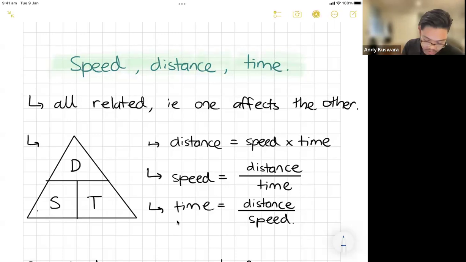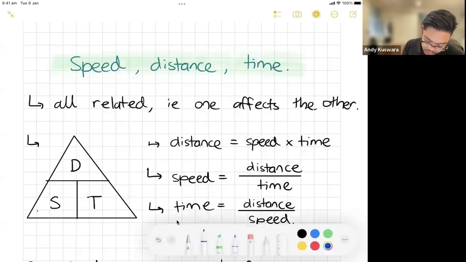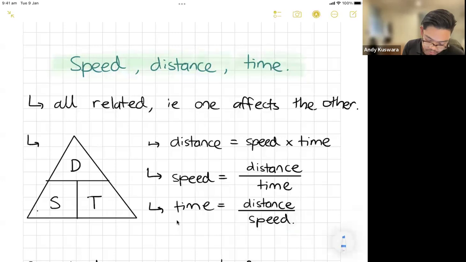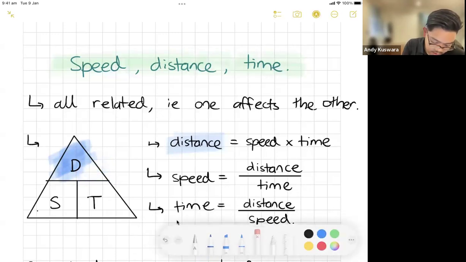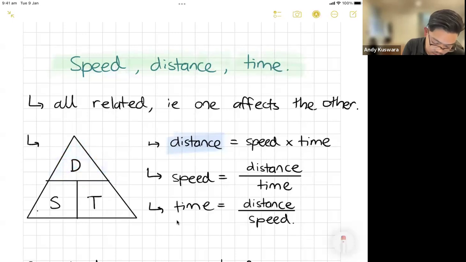If I'm talking about distance, I'm going to cover the top. I'm left with speed and time, next to each other on the bottom. So I can see that distance is going to be speed multiplied by time. We imagine that there's a multiplication there. So that's distance.